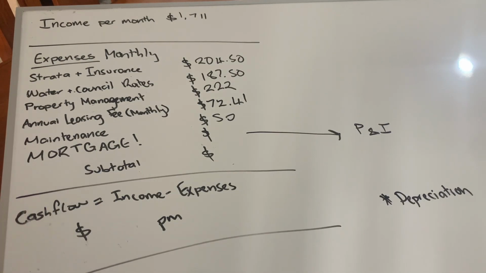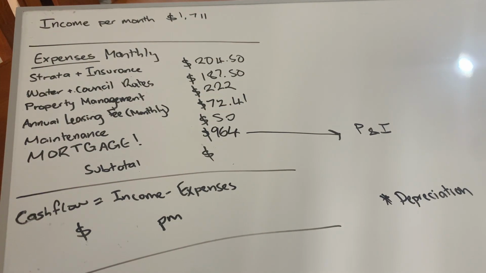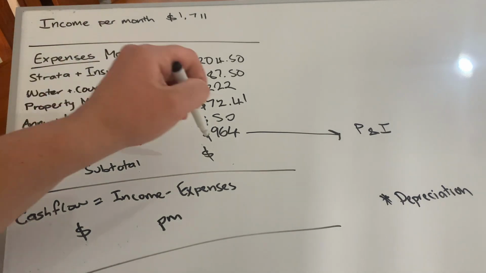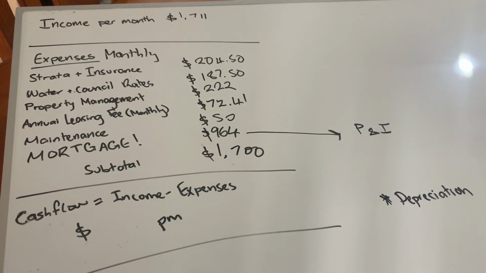We've opted to go for principal and interest repayments. That comes in at $964 per month, which gives our grand total of expenses as being $1,700 a month. So, can I say that this property is cash flow positive? Yes, I can.